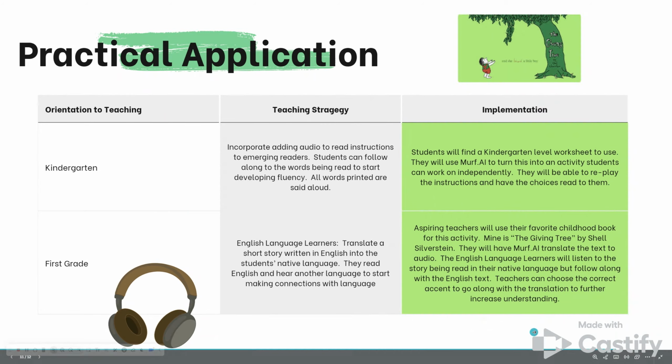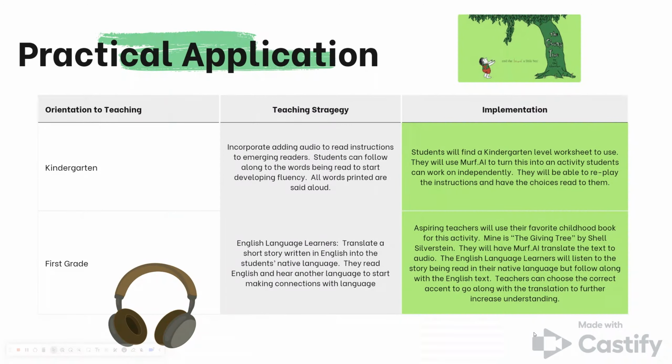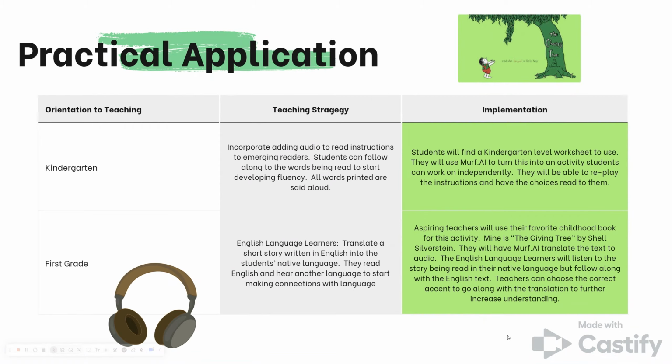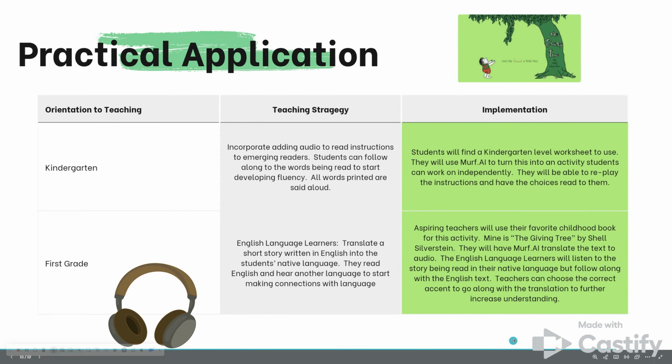In first grade, when we start trying to become better readers, for English language learners, translate a short story written in English into the student's native language. They read English and they hear the other language, and they're going to hopefully start making those connections with English. And so, back to my favorite book, they'll use The Giving Tree by Shel Silverstein.